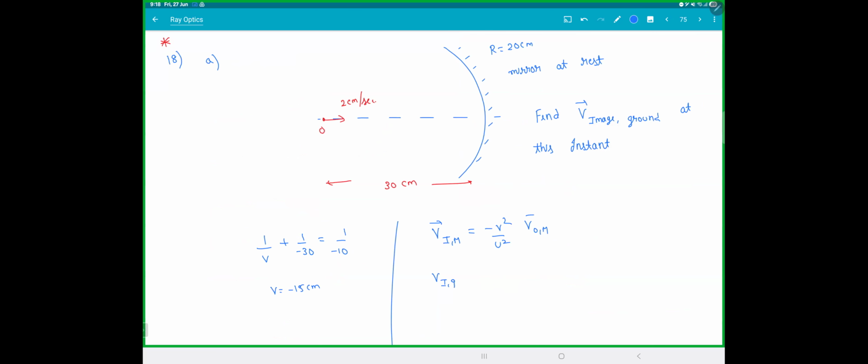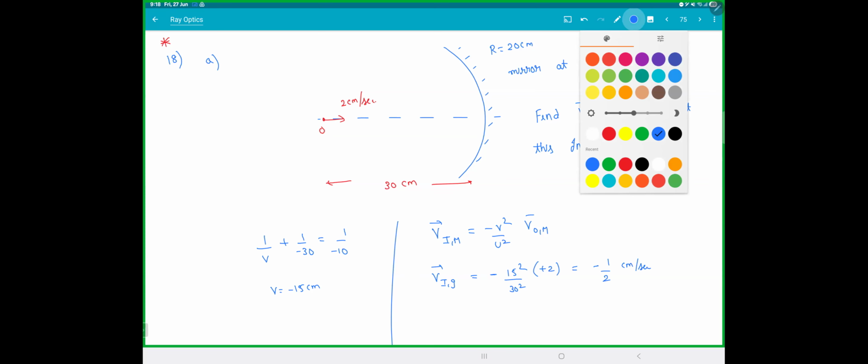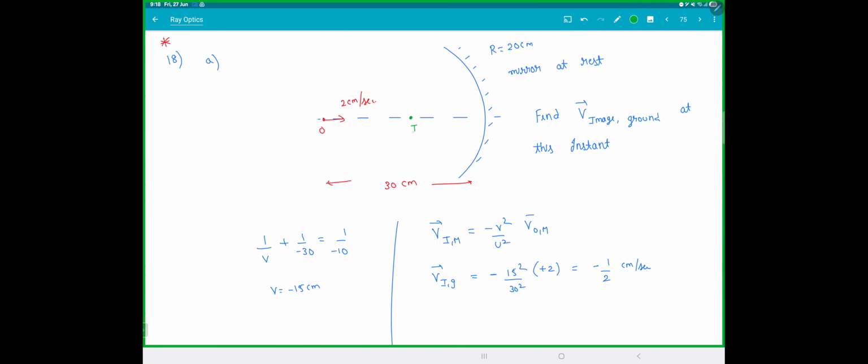This will become the ground only. This will be 15 square by 30 square, and the object is going in the direction of light rays, so plus 2. This will be minus half centimeter per second. That means you have an image at 15 centimeters, and minus indicates it is going opposite to the light rays with a speed of half centimeter per second.